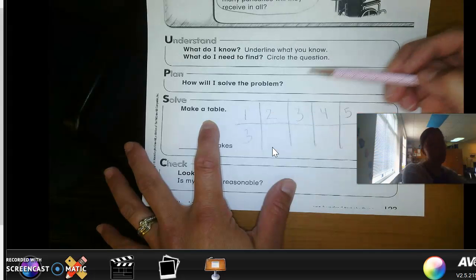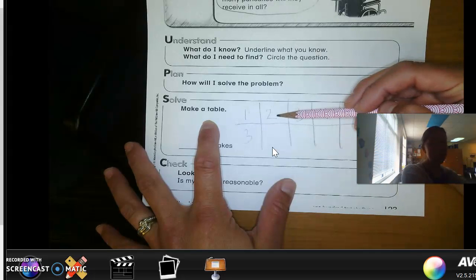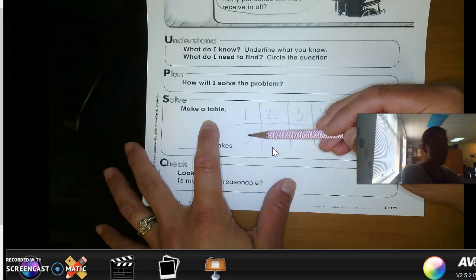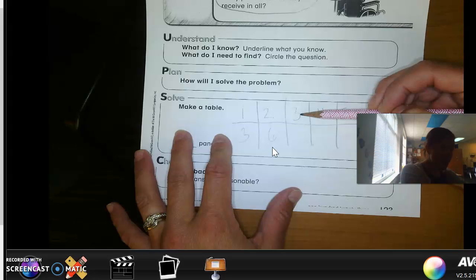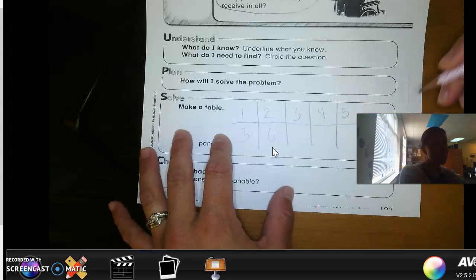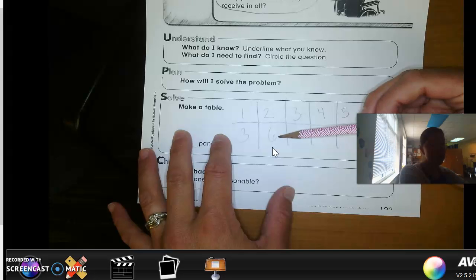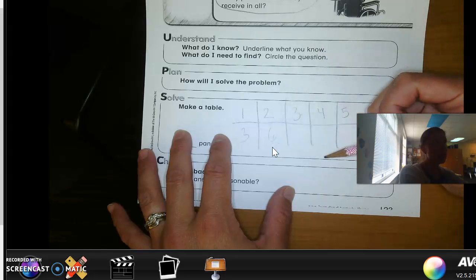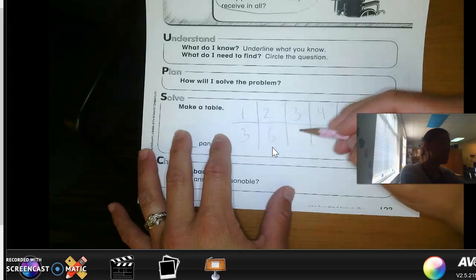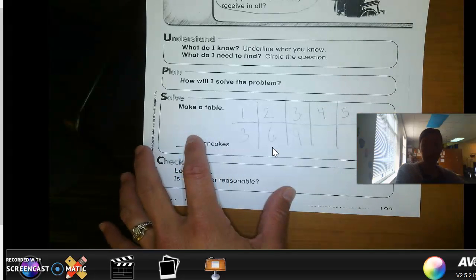Now I'm going to add on. Now there are 2 people. The first one ordered, now the second person ordered. What are we going to add each time? 3. So this will be 6. Remember, I want to figure out how many pancakes will they receive in all. So far I know there's going to be 6, but there's more than that because there are 5 friends. Now this is the third person to order. What are we counting by? 3s. 3, 6, 9. I'm going to have you finish that off.